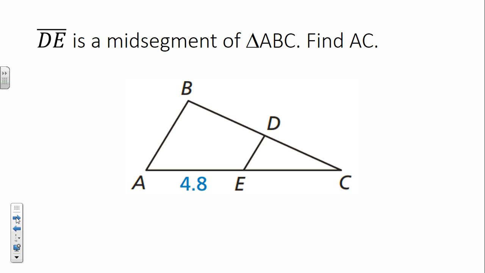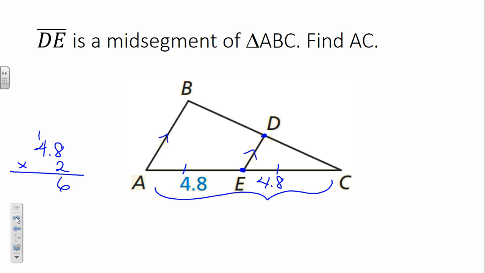All right, last example. Okay, DE is the midsegment of triangle ABC. This guy's the midsegment. How would we find the distance between A and C? Multiply 4.8 times 2, because E is a midpoint, right? If DE is a midsegment, it connects the midpoints. So E is a midpoint. That means this is 4.8, this is 4.8. So what's 4.8 times 2? 9.6. That's the answer. Okay? We can do this stuff, right?